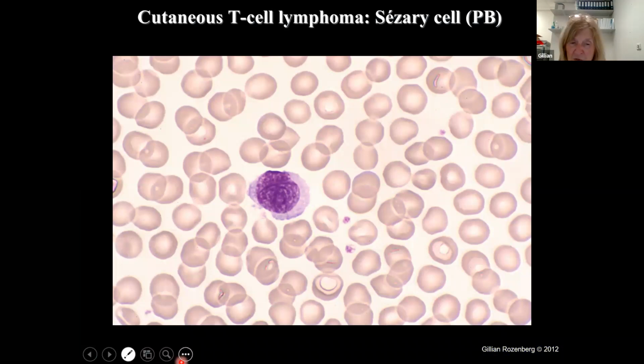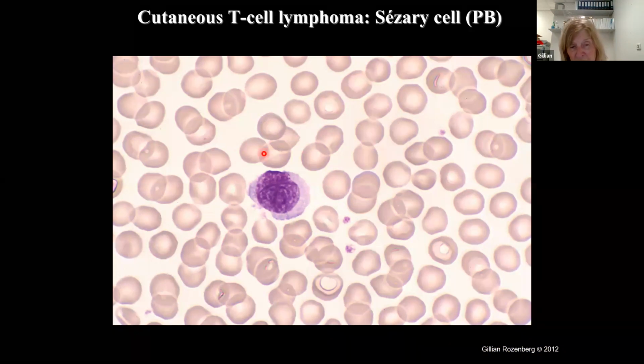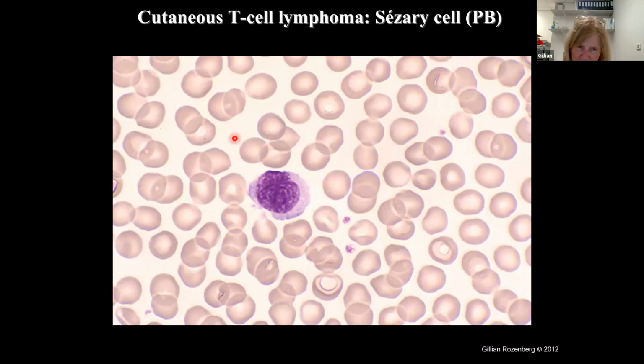Now it's quite difficult to photograph Sézary cells. This is the best that I could do. And if you look at this cell, look at it carefully and move from field to field when you're trying to work out what a cell really looks like. Move from field to field and look at the friends that it's keeping. But you can tell that there's something not normal about that nucleus. With a bit of imagination, you can see that there are convolutions going through that chromatin pattern.